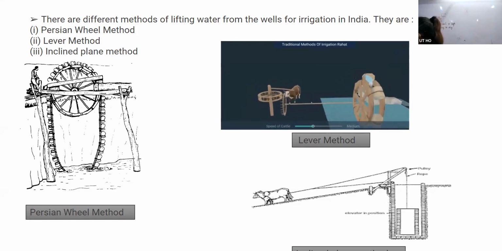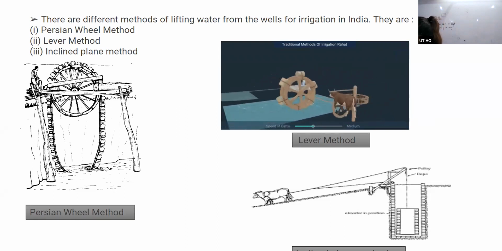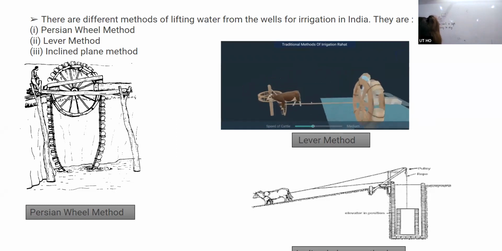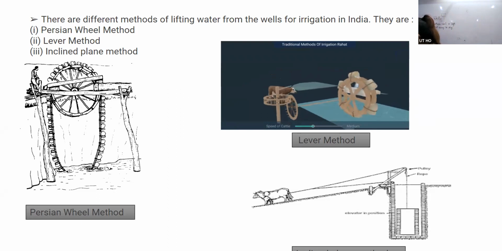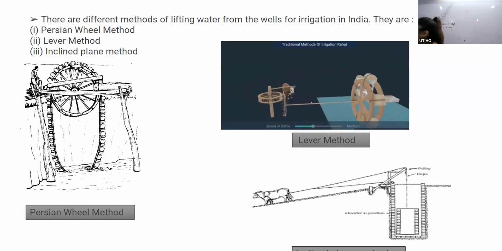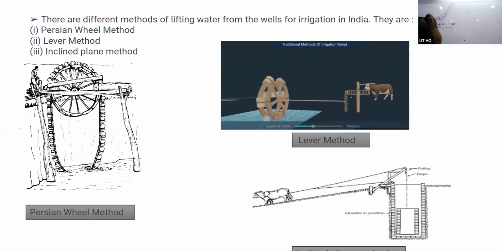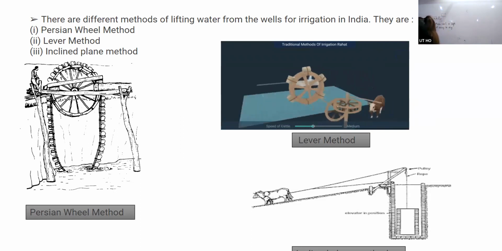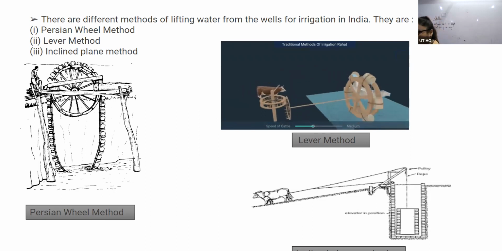This is the lever method. You can see where the bullock turns round and that gets the water out from the well. Okay, and this is the inclined plane method, where you will have bullocks going to and fro. They'll be moving front and back. When they move in the front, the water will empty itself from here. There'll be some kind of a bag or bucket, and when it moves down, it empties itself. When it goes behind, again it goes down and fills the water.